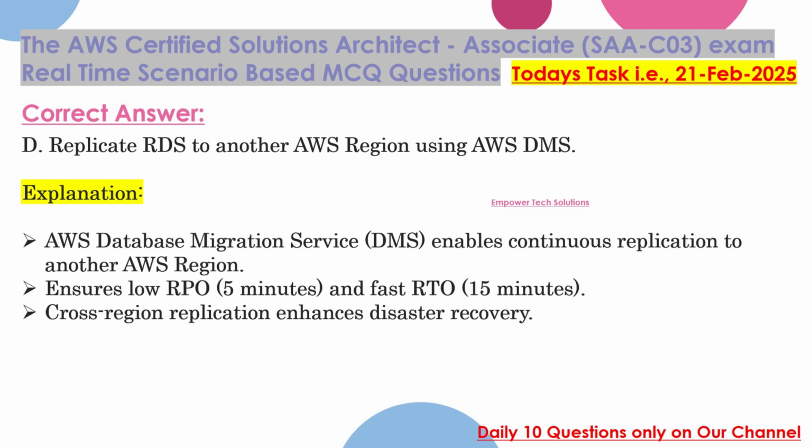Explanation: AWS Database Migration Service, DMS, enables continuous replication to another AWS region. It ensures low RPO, 5 minutes, and fast RTO, 15 minutes. Cross-region replication enhances disaster recovery.